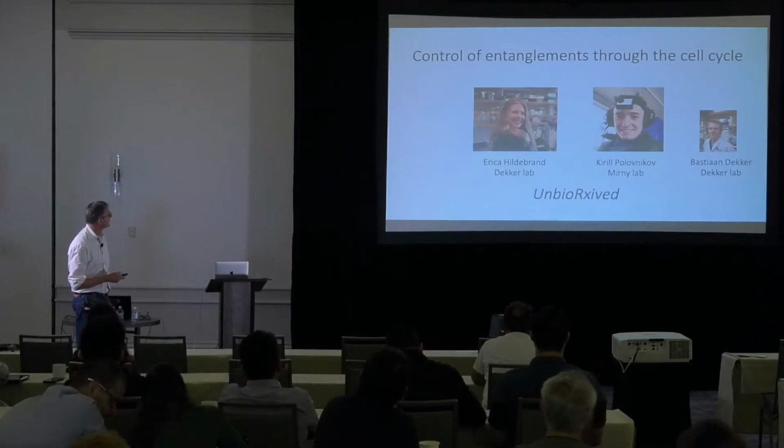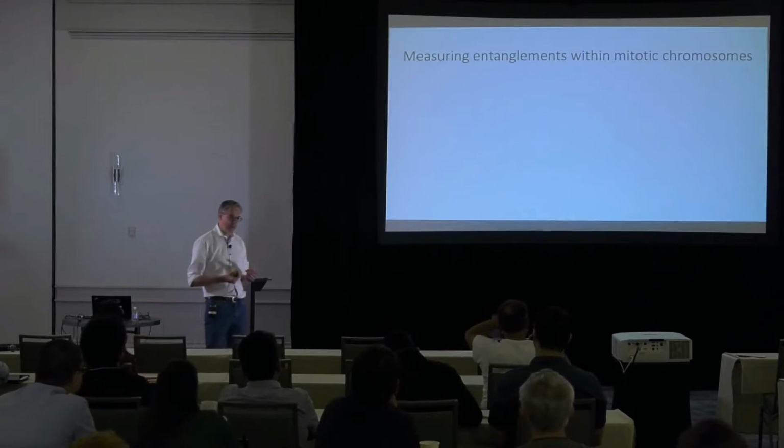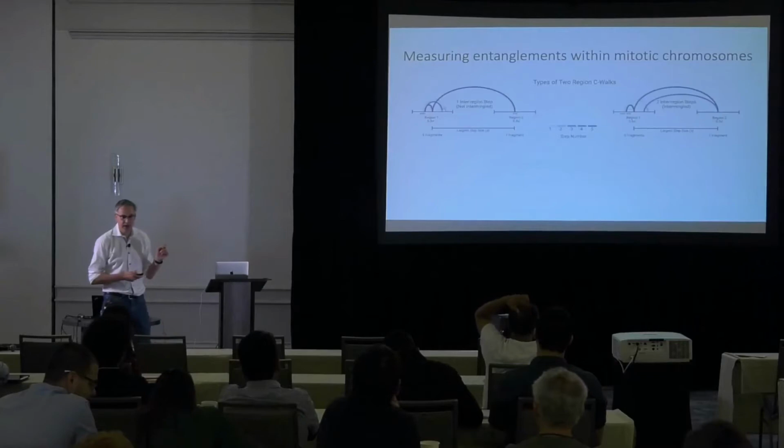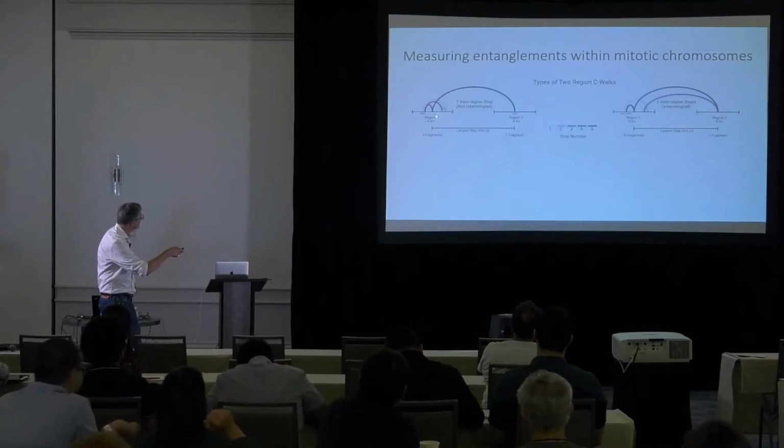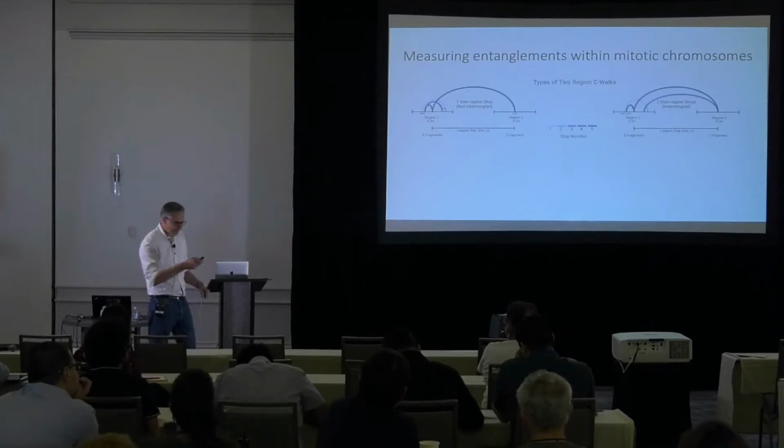Okay. So we now want to measure entanglements in the same way I just described for interphase chromosomes, but now for mitotic chromosomes. How do we do that? We looked at compartment domains in interphase, but there's no compartmentalization in mitosis. So we're going to do it a little bit differently. Actually, Erica came up with this approach. We're just looking at two regions along a chromosome, and we can define the size of that region. They could be separated by some genomic distance, and we can choose that distance.